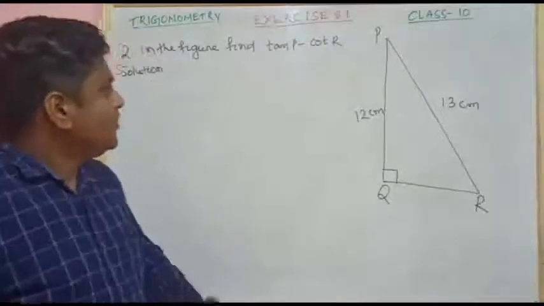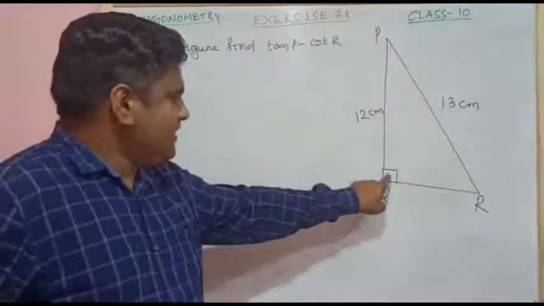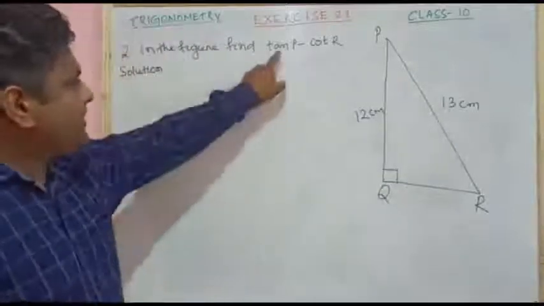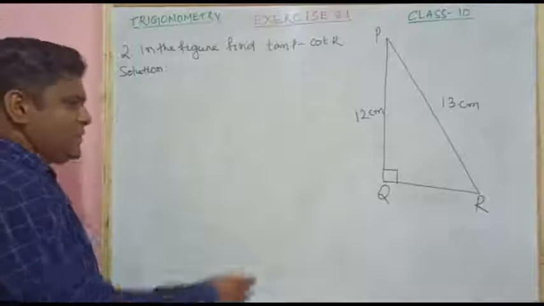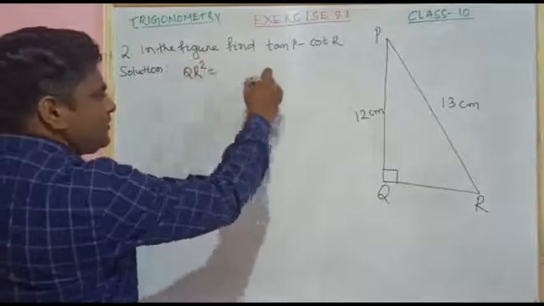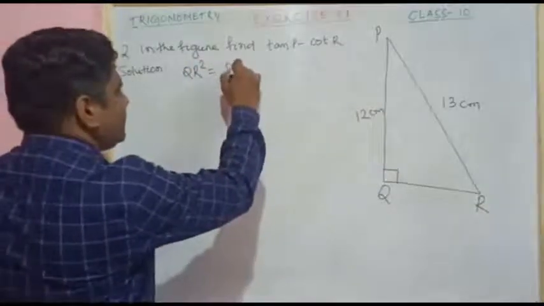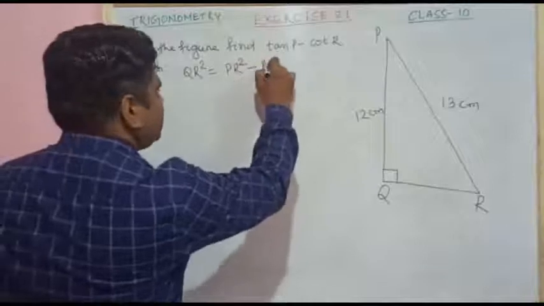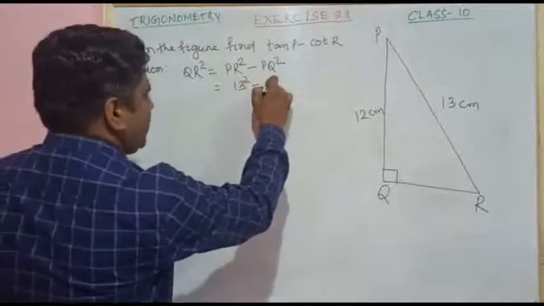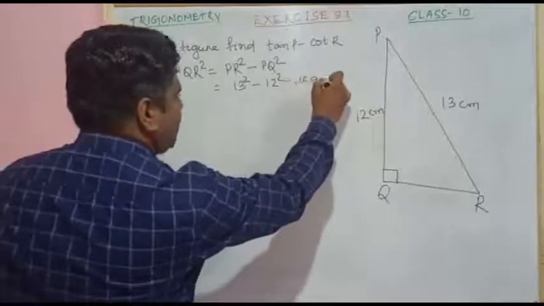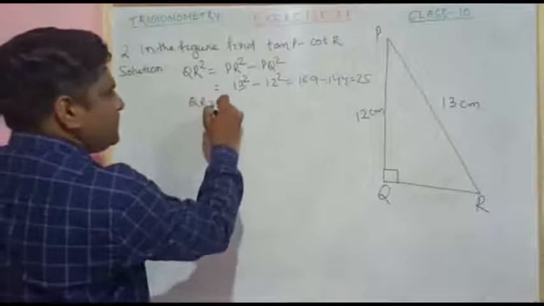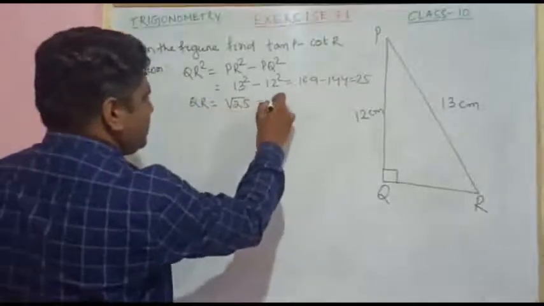Next is number 2. In triangle PQR, angle Q is 90 degree, PQ is 12 cm and PR is 13 cm. We have to find tan P minus cot R. For this purpose, first let's find QR. We know that QR square equal to PR square minus PQ square from Pythagoras theorem. PR is 13, so it will be 13 square minus 12 square. 169 minus 144 is 25. So QR equal to root over of 25 is 5.